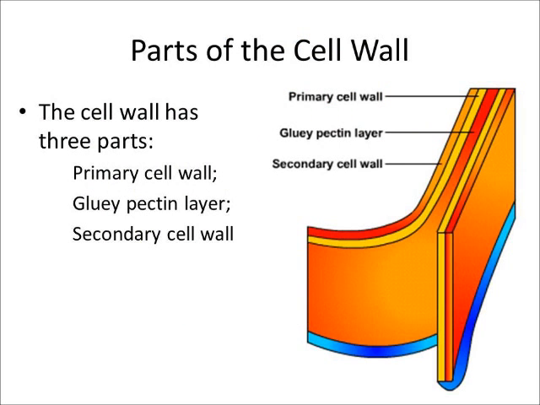Alright, now we're going to talk about the parts of the cell wall. The cell wall is composed of three parts. The first part is the primary cell wall, the next part is the gluey pectin layer, and then the last part is the secondary cell wall. On the diagram on the right, the primary cell wall is the yellow shaded part. The gluey pectin layer is the red part in the middle, and then the secondary cell wall is the orange shaded part on the left side and the right side.